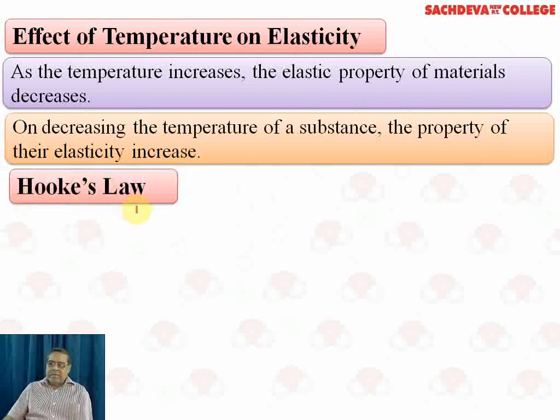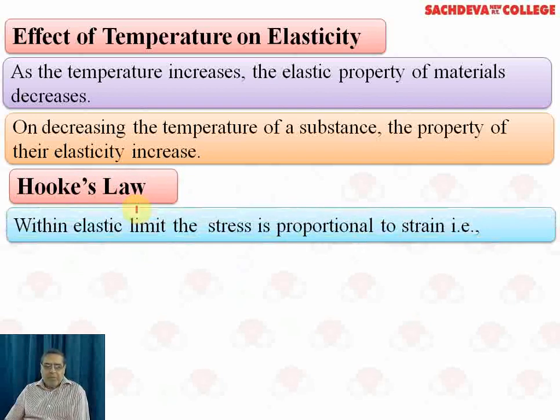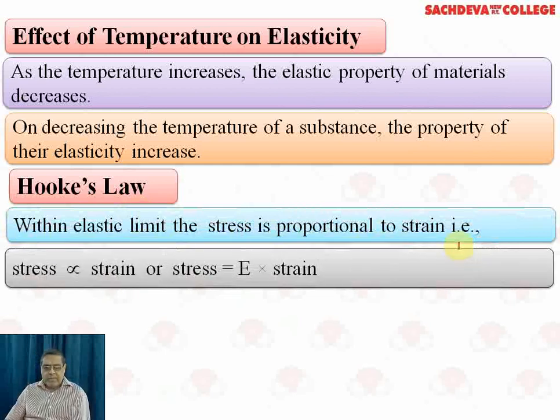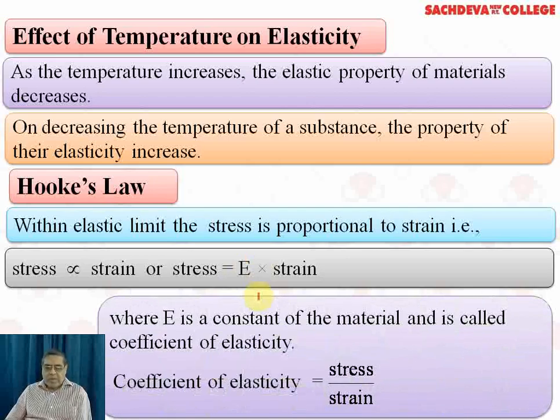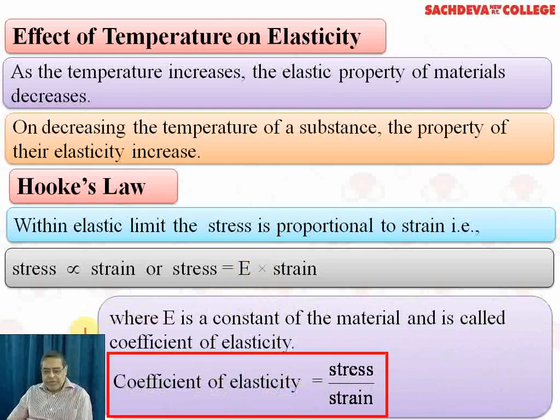Now, Hooke's law, as I have explained earlier: stress is proportional to strain under the elastic limits. That is the meaning of Hooke's law. Within elastic limit, stress is proportional to strain, or stress is equal to E into strain, and E is equal to stress over strain, and that is known as Hooke's law. E is a constant of the material and is called the coefficient of elasticity. That is, the coefficient of elasticity is stress by strain.